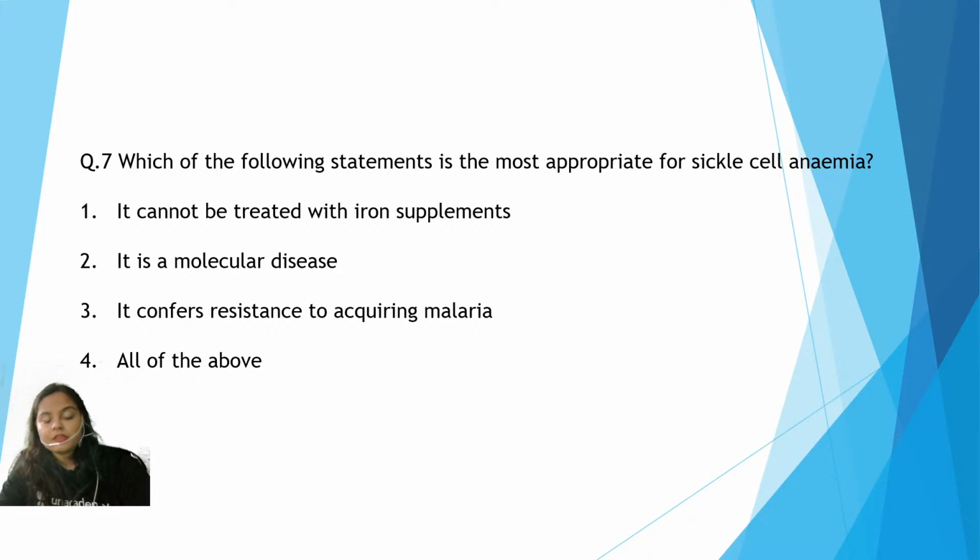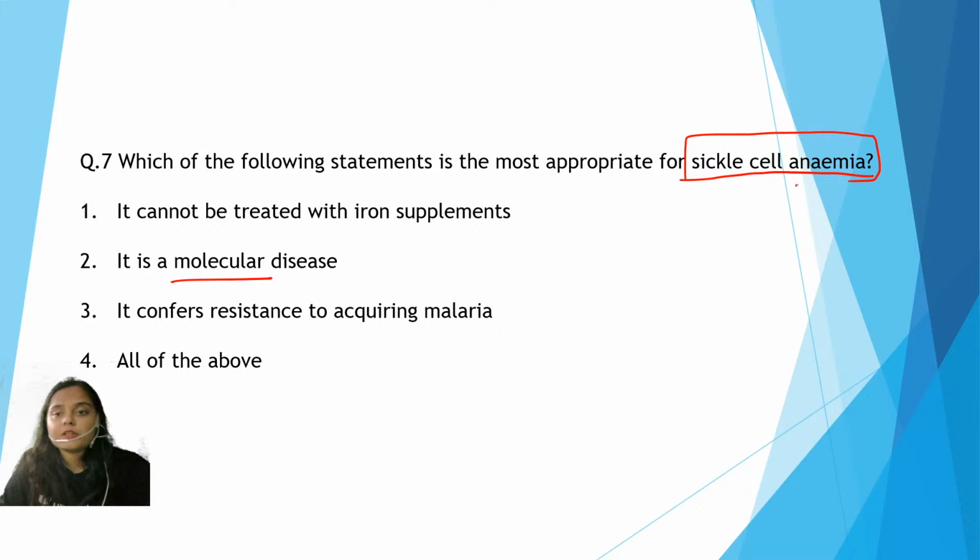Next question. Which of the following statements is most appropriate for sickle cell anemia? It cannot be treated with iron supplements. It is a molecular disease. It confers resistance to acquiring malaria, or all of the above. So which one is the most appropriate statement for sickle cell anemia? So guys, you remember this sickle cell anemia is because of the mutation at the sixth position. What happened? Valine amino acid was formed, right?